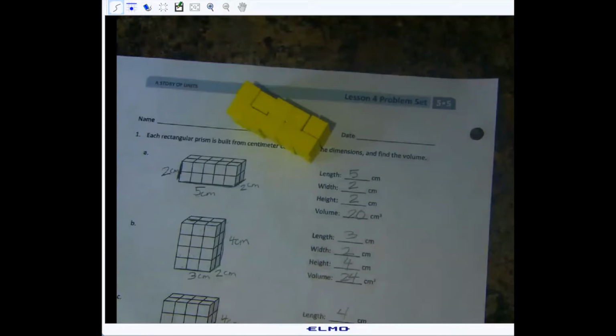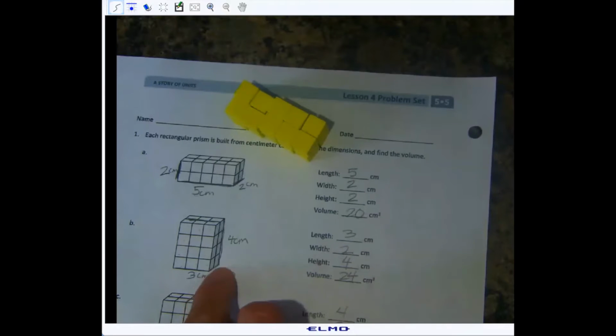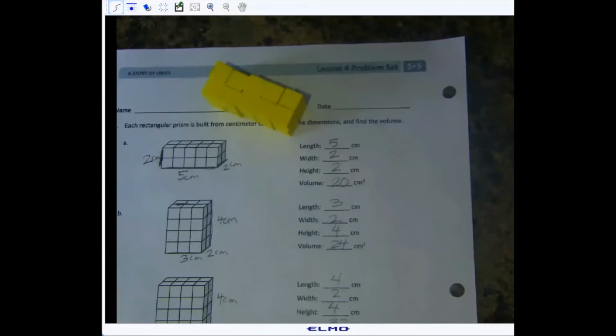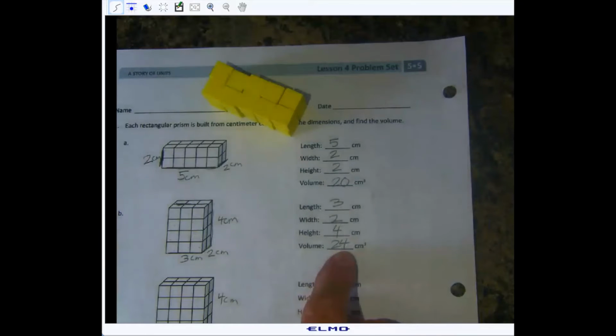Or we're just counting the cubes. Okay, this one is going to be 3 wide. So we said the length, I said width, but length is 3, and the width is 2, that's how deep it is, and the height is 4. So the bottom layer, how many cubes are in that bottom layer? If it's 3 long and 2 wide, hopefully you can see that there would be 6 cubes in that bottom layer. And we have 4 layers, so the volume is going to be 24.